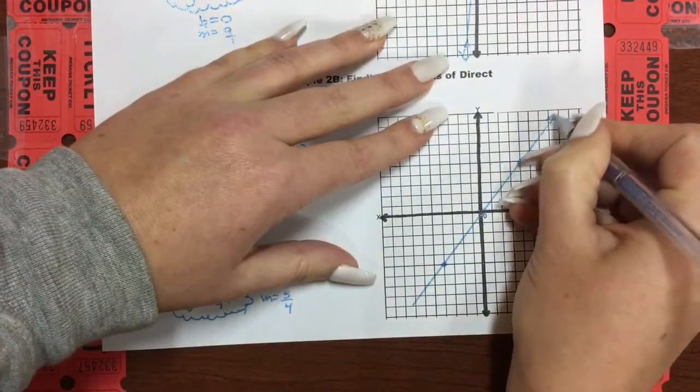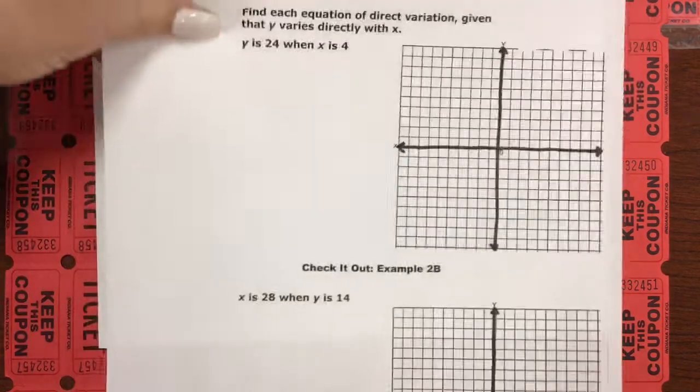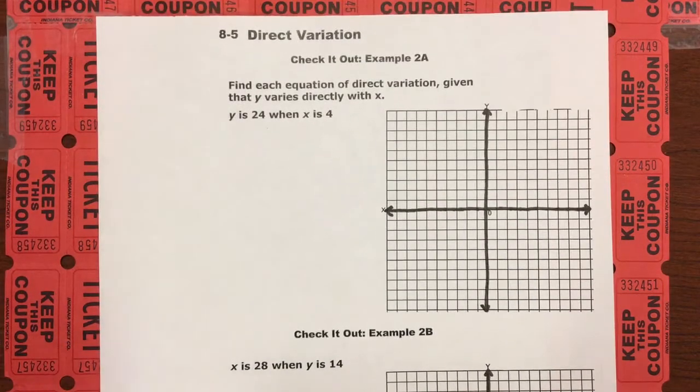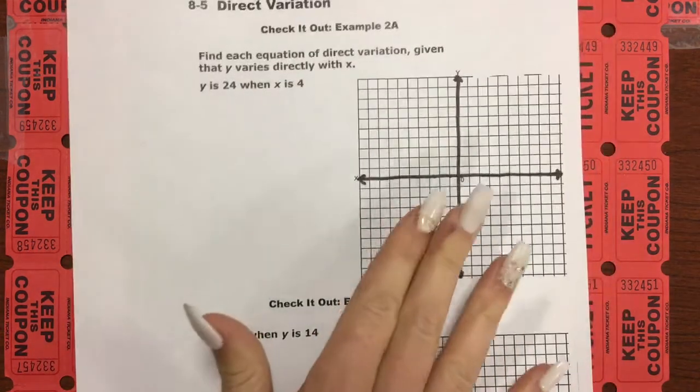And we have our wonderful direct variation. It's a picture of the graph y equals 5/4 x. And now it is your time to shine. It is time to check it out with example 2a. You're going to have to find the direct variation equation for 2a and 2b and graph both of them.